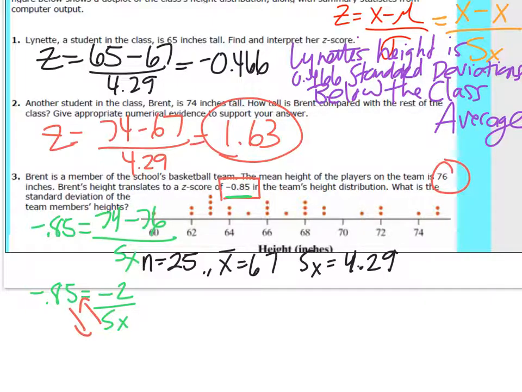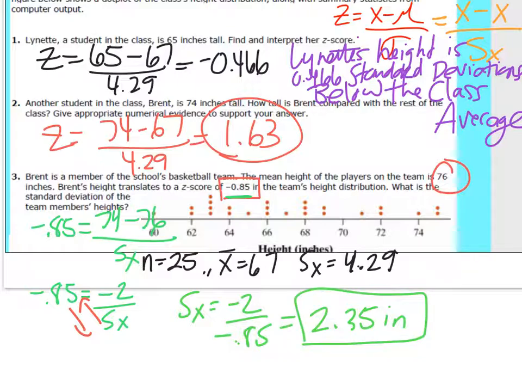So therefore, we're going to have a standard deviation. It's going to be negative 2 over negative 0.85. And if we simplify this down, we're going to get 2.35 inches, which means on average, a member in the team deviates by 2.35 inches from the typical player.